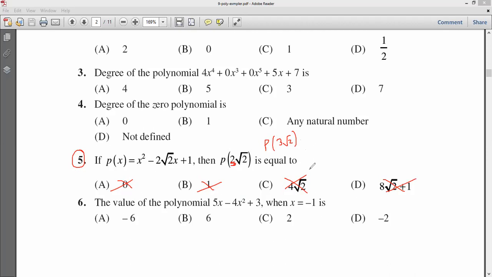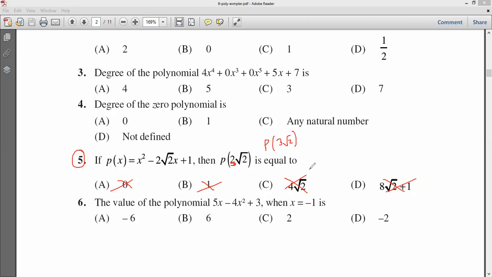Yes, sir, 7. How many of you got 7? Is that the correct answer? Yes, sir. Can you explain how you got that answer? When you put x equals 3 root 2, what is the first term now? Sir, it will be 18. And then the middle term becomes what? Minus 12. Correct. And plus 1. So 18 minus 12 is how much? 6. 6 plus 1, that is 7 only.